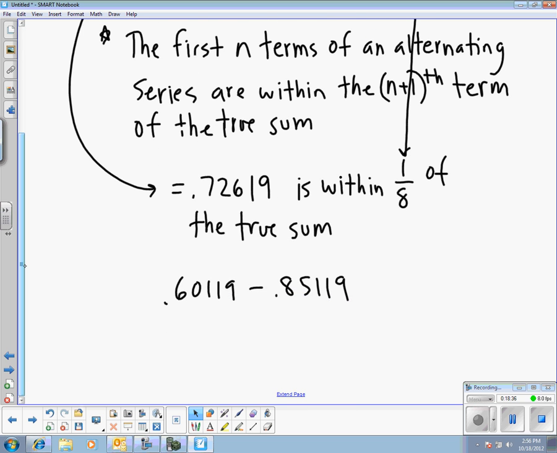If I want to get closer, I just add some more terms. You'll have some problems where you have to get within a certain sum, so that'll just be finding the term that's smaller than that margin of error. So my true sum is somewhere between these two.